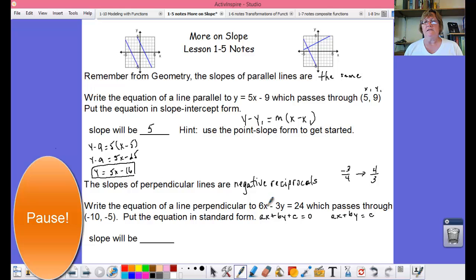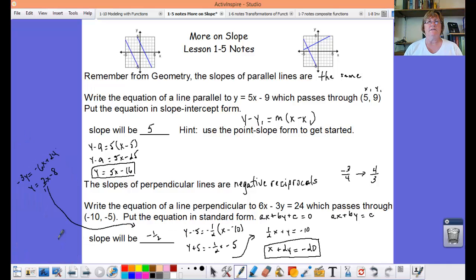I want you to pause the video. We're going to find the slope of this line. We're going to use the point-slope form with this point, and we're going to write our final answer in standard form. Again, here's my answer.